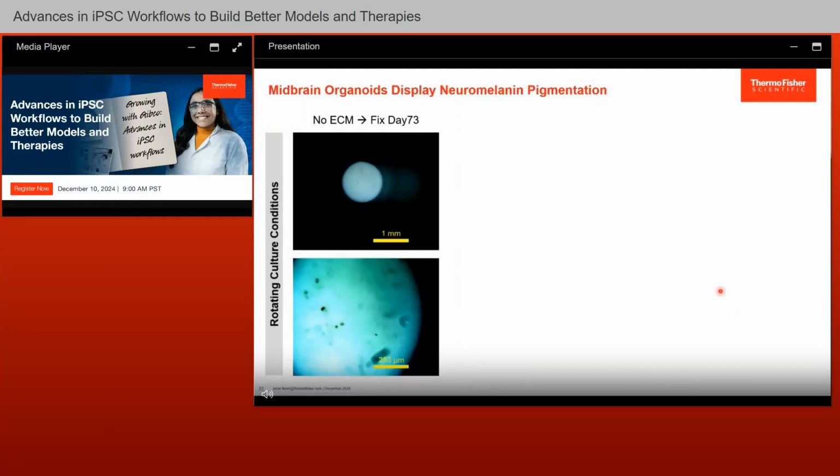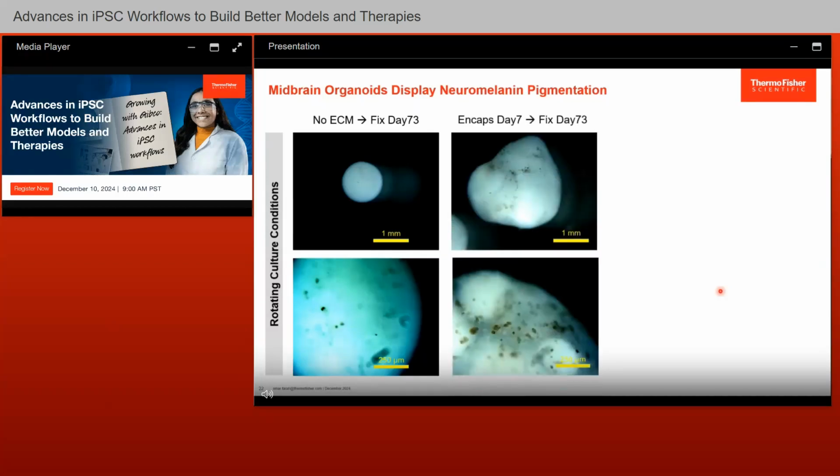Now, one very interesting observation that we made during the differentiation of these midbrain organoids in 3D is neuromelanin deposition, where we saw a deposition of this brown substance, if you will, in those mature midbrain organoids. For those of you who may not be very familiar, neuromelanin is a pigment that is found in the substantia nigra, where these dopaminergic neurons usually develop in vivo in our brain.